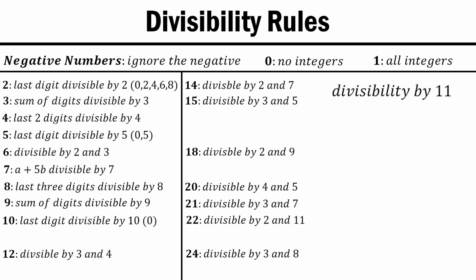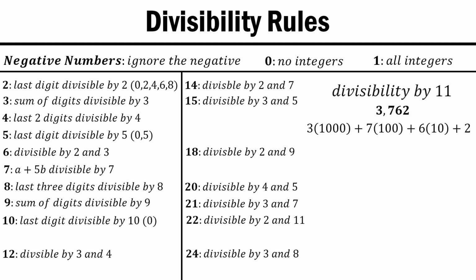Moving on to the few numbers that we have left, we can find a rule for 11 that is difficult to find, but easy to use. If we take our number 3,762, just like before, we can turn it into 3 times 1,000, 7 times 100, 6 times 10, and 2.